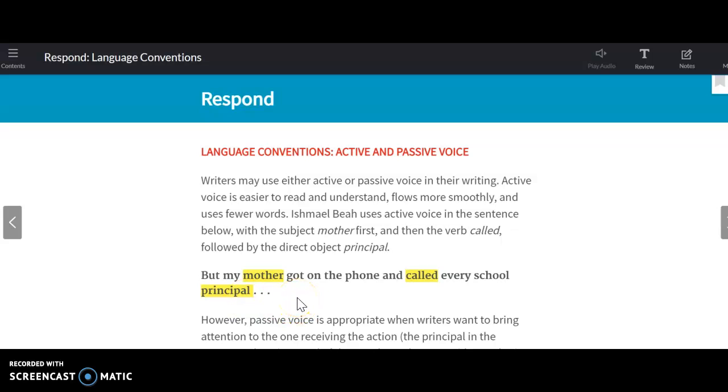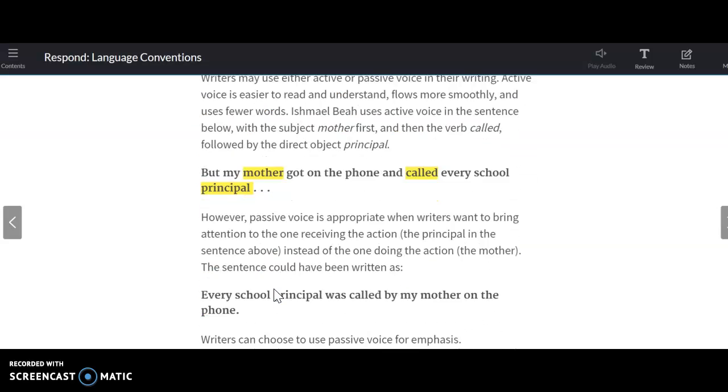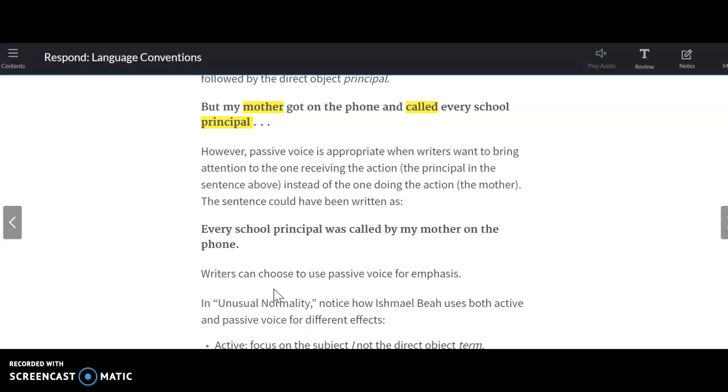So in active voice, we have the subject, the predicate, and the direct object like this. The subject of the sentence is doing the action. See here, notice no one's doing anything to mother. Mother is the one doing something. That's active voice. However, in passive voice, someone is doing something to the subject of the sentence. The subject of the sentence is no longer the person or the thing that is doing the action. All right, so like here, every school principal was called by my mother on the phone.